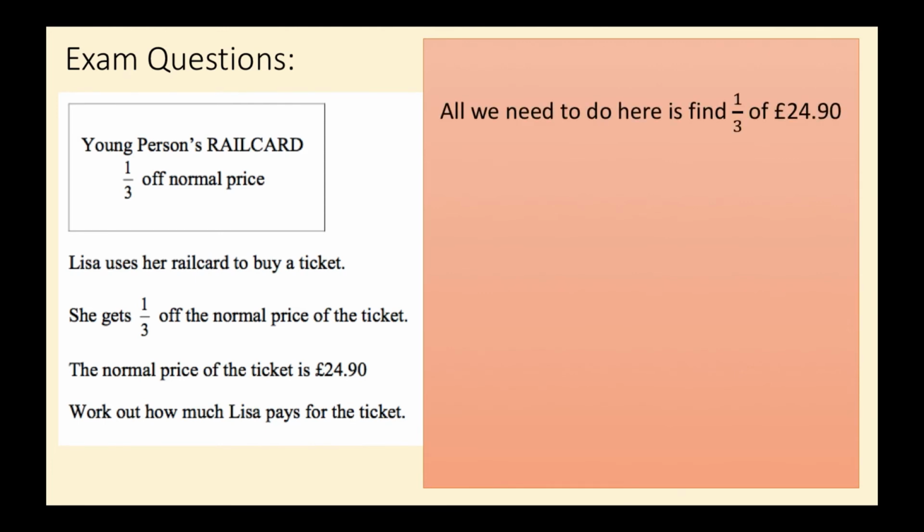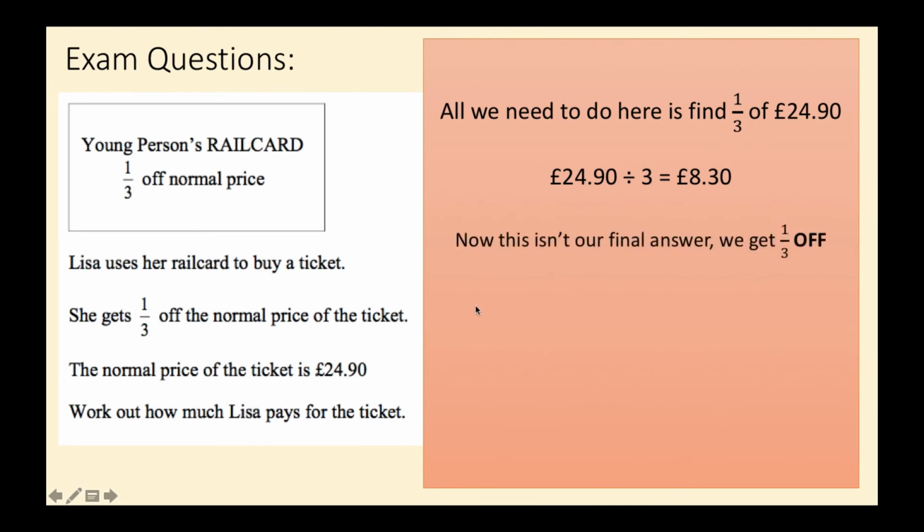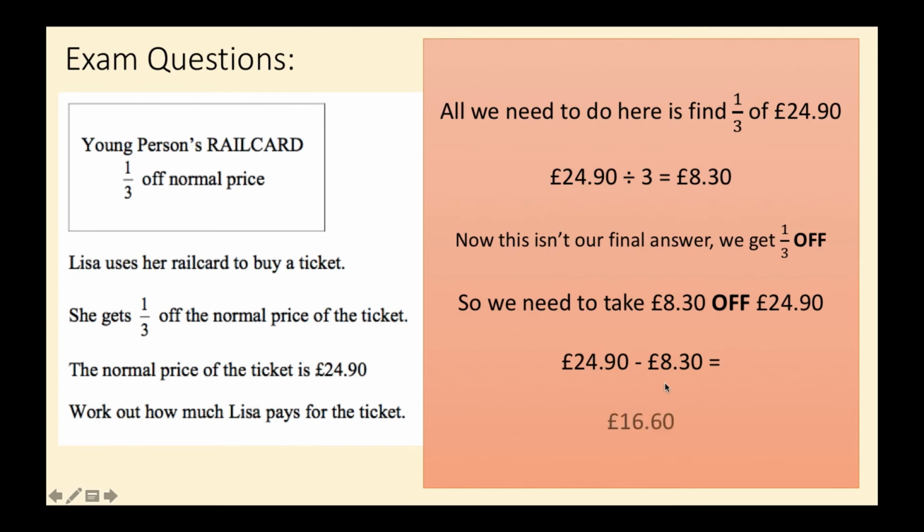All we need to do here is find 1/3 of £24.90. So £24.90 divided by 3 is £8.30. We don't need to times by the top because it's a 1. Now, that's not how much she pays. Be careful. She gets that much off. So the last thing we need to do is take away the £8.30 off of the £24.90. So £24.90 take away £8.30 leaves us with £16.60, and that's what she pays for her ticket.